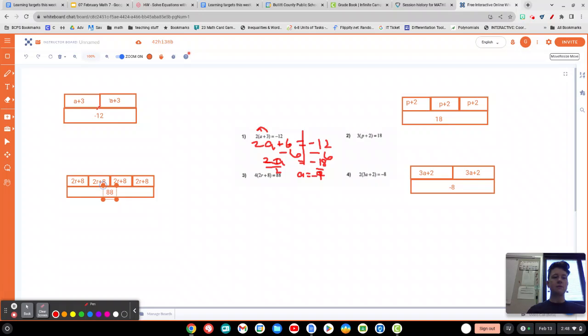Or I can go over to my tape diagram, and here you can see I have drawn out a diagram. I've got 2 sets of a plus 3, because a plus 3 is what was in parentheses, and the whole thing is equal to negative 12. I can use my tape diagram to reason through how to solve this. So I know 2 sets of a plus 3 are equal to negative 12. So if I chop them in half, this must be negative 6, and this must be negative 6. So a plus 3 has to be equal to negative 6.